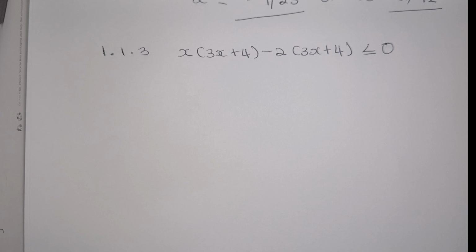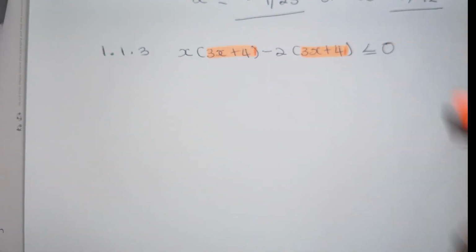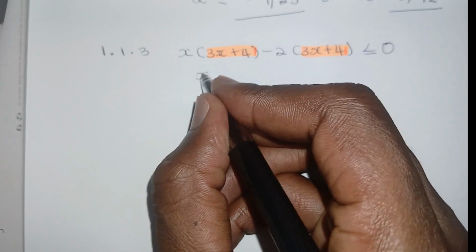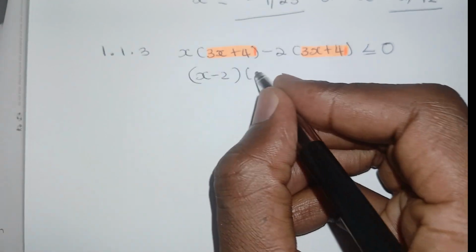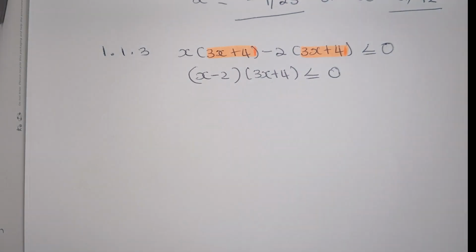It's more like inequalities though. So we talk about critical values here. And then if you can see here, this is exactly the same as this. So we just have to take one and move. So we just have to say (x − 2)(3x + 4) is less than or equal to 0. Is it not beautiful? Yes, it is. Now, we need to solve for x.